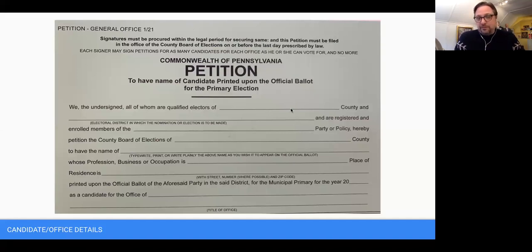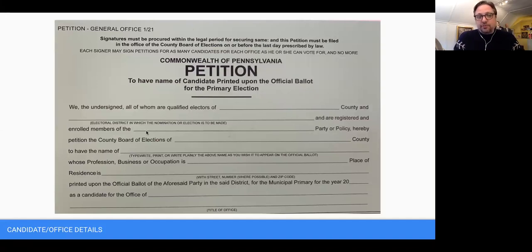The first blank, of course, is Erie County. You can see that, all of whom are qualified electors of Erie County. And then this is where you'll need to put the municipality where you are running for office. So in some cases on the ballot, if you just put Erie because that is your postal address, that's an adequate distinction. In this particular case, you need to be specific about the municipality in which you are running for office. So that's the second line here on the top of the petition.